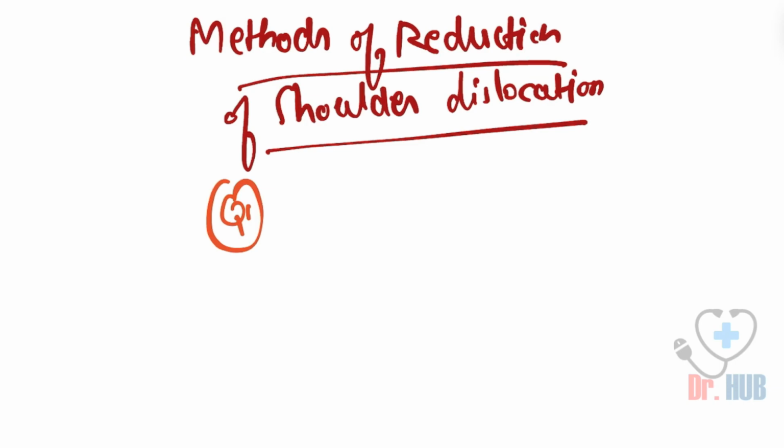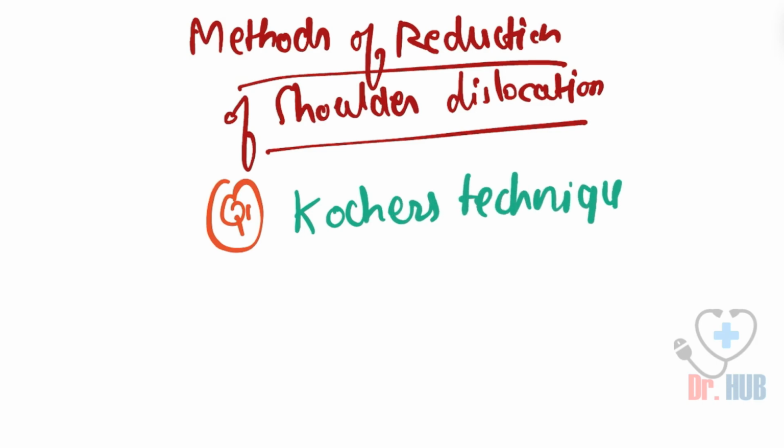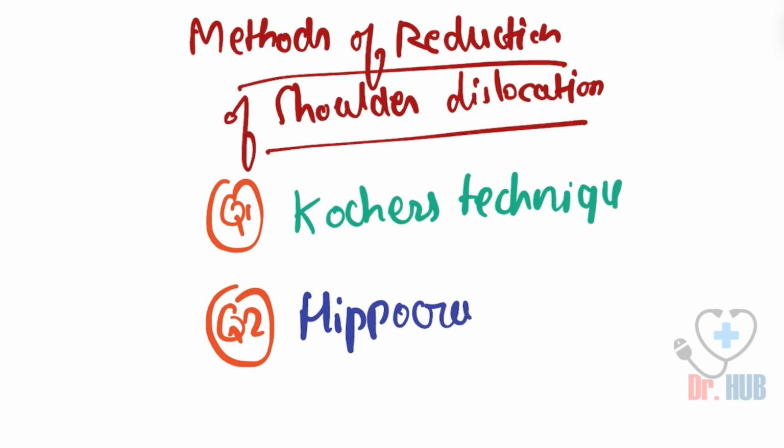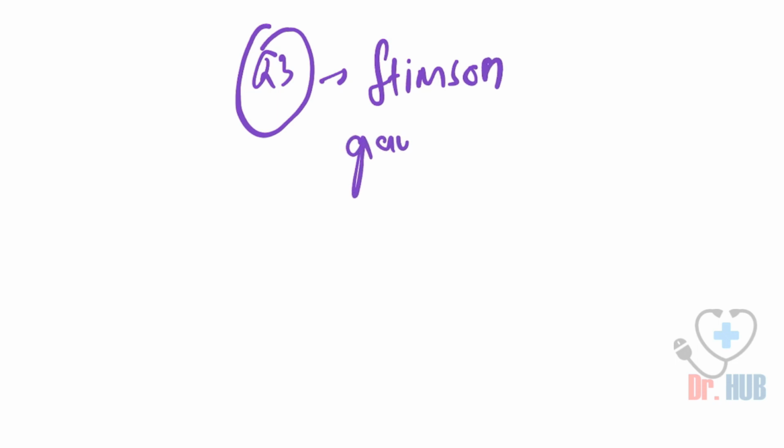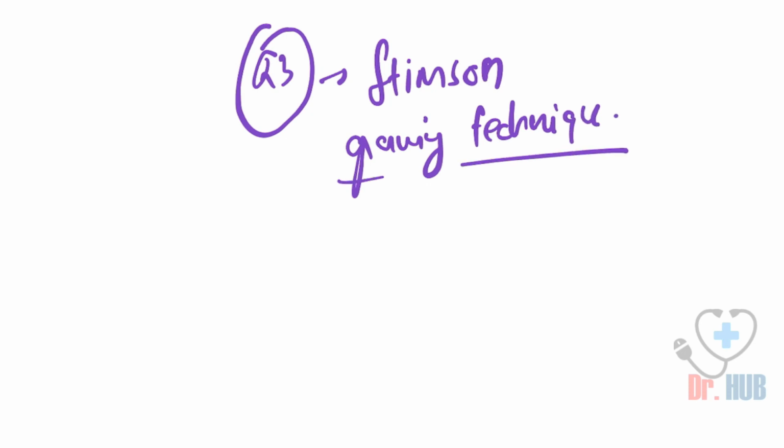The first question is, what is Kocher's technique? Question 2, what is Hippocratic method? The third question is, what is happening in case of the Stimson's gravity technique? So in this video, we will make sure that you know all the answers in the end.